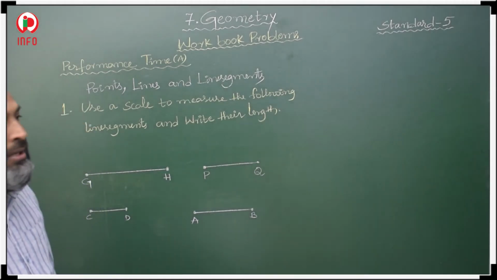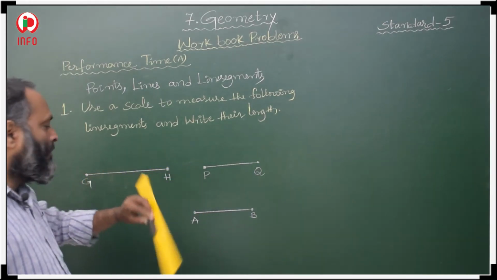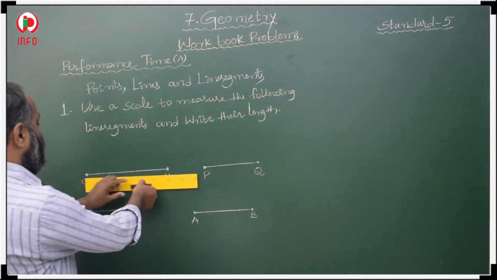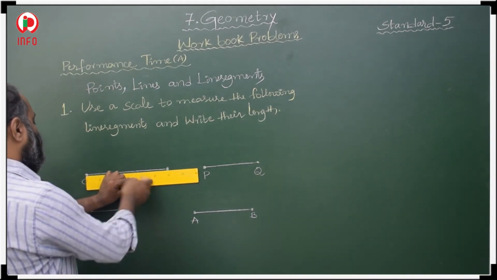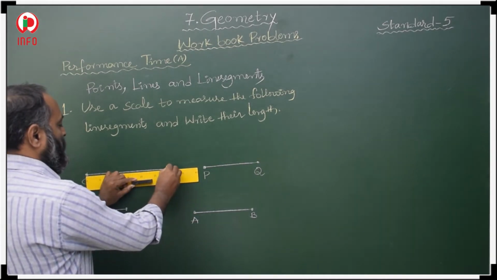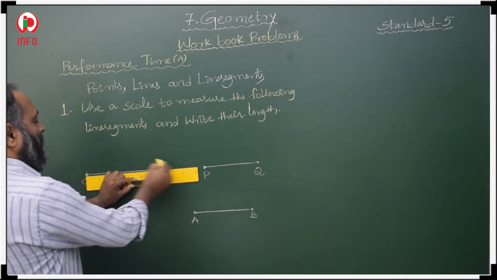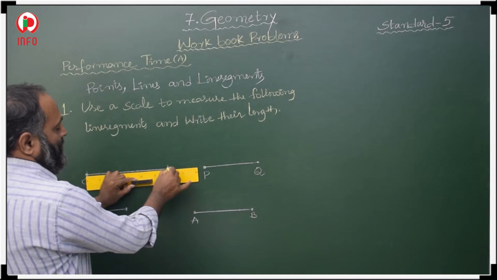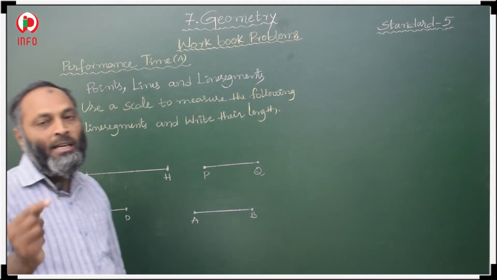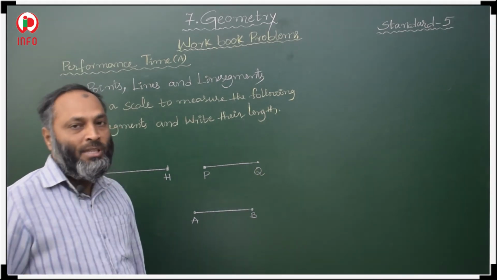How to measure? See here, we have to keep our scale like this. The initial point should coincide with this 0, and then we check where the second point is. We have to check these 2 points, here and here. Where does the second point coincide? See here, in your textbook that line segment length is given as 6.2 centimeters.